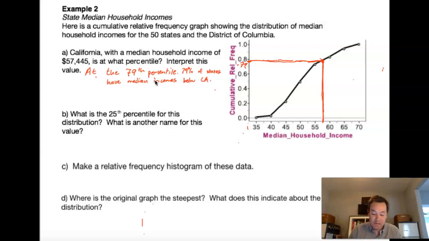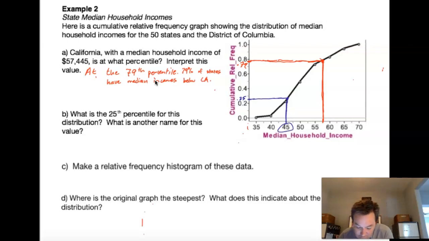All right. What is the 25th percentile for this distribution? And what is another name for this value? So now we're going to kind of use the table in the reverse way. To find the 25th percentile, we would first find the cumulative relative frequency that lands at 0.25, which I'm going to say is right there. Then we're going to draw a horizontal line till we hit the graph. Right here. And we're going to draw a vertical line straight down. Right here. And it lands at 45.